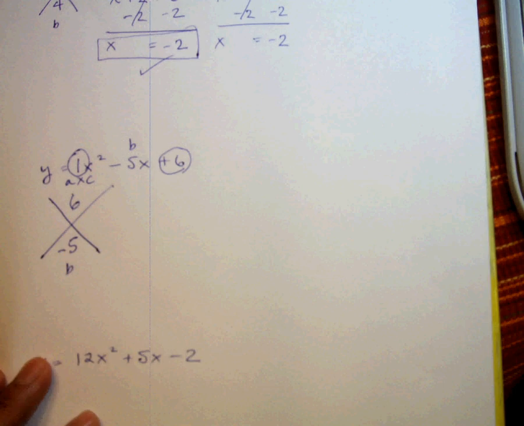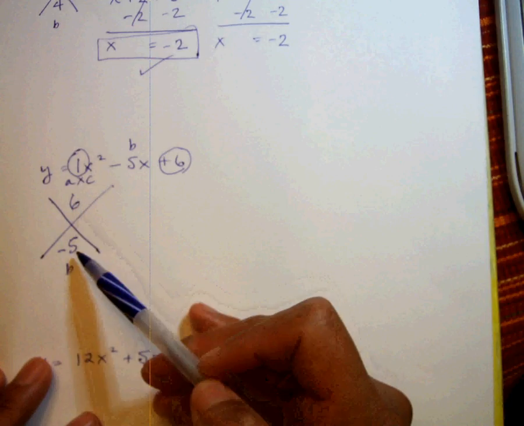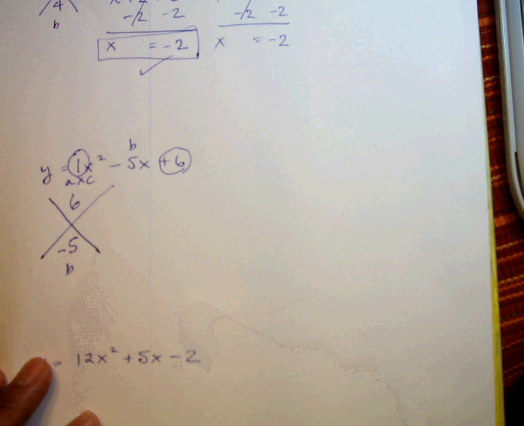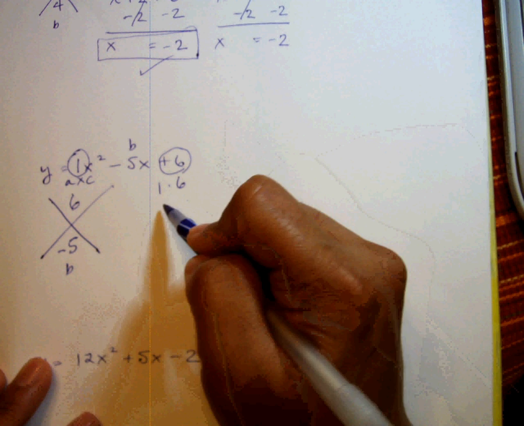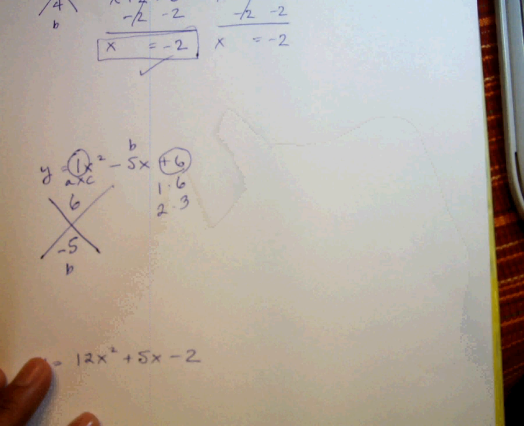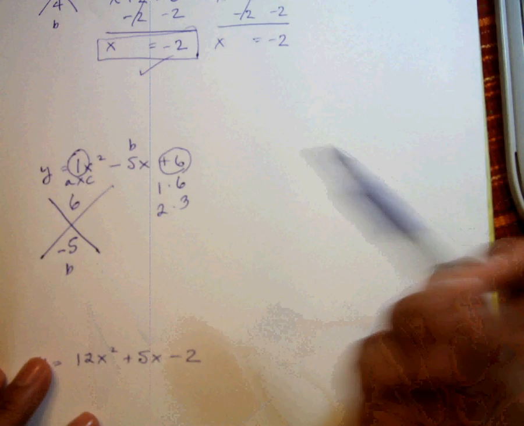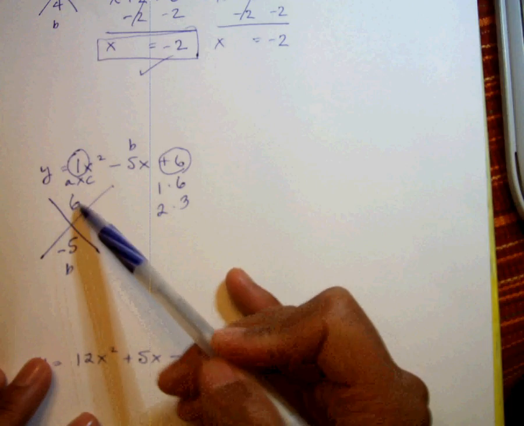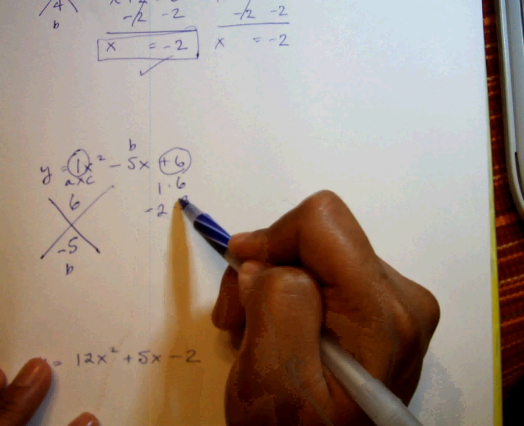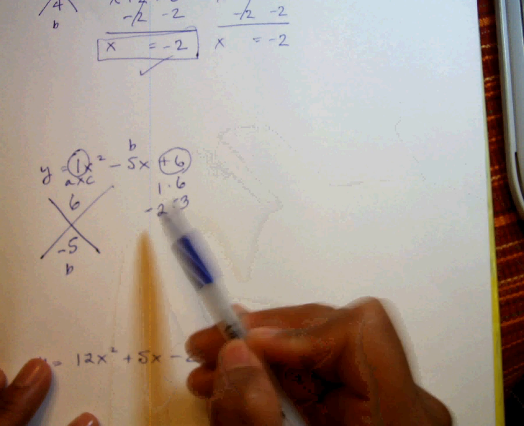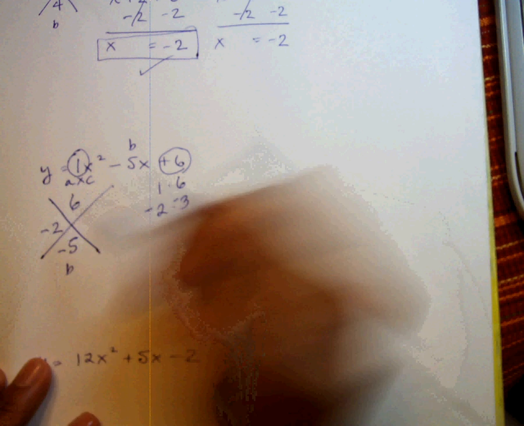Now, we have to ask ourselves, what two numbers multiply to give you 6, but add up to negative 5? Well, 1 times 6 doesn't add up to negative 5. 2 times 3, well, that's a positive 5, but it does not equal negative 5. Well, I have to figure it out. 6 can be two positive numbers or two negative numbers. It can be two negatives. Okay? And that works. Negative 2 plus negative 3 equals negative 5. So negative 2 and then negative 3.